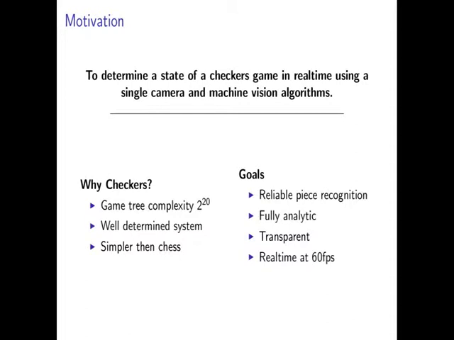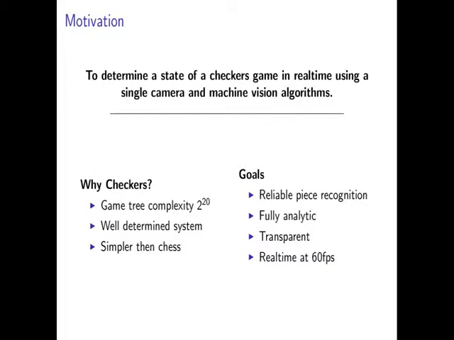I chose checkers because they're sufficiently complex, giving a game tree complexity of up to 2 to the 20, which is about a million distinct games. It's a very well-determined system with very prominent features, namely strong horizontal and vertical lines, which is fairly easy to detect. And it's simpler than chess. I wanted to start at the beginning of the project. I wanted to use chess as the recognition object, but chess happened to be just way too complicated for a semester's worth of work on a single camera.